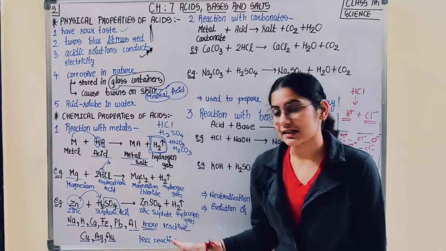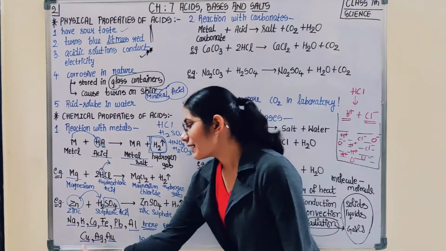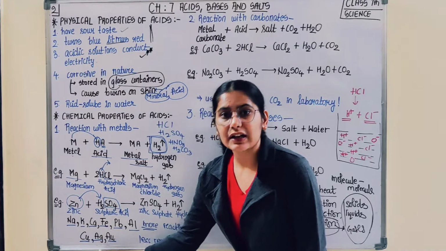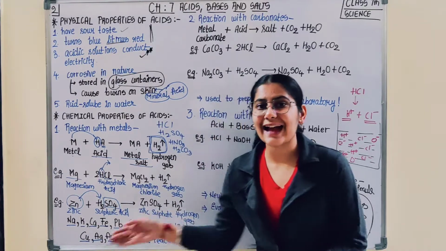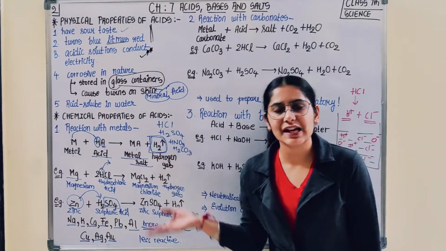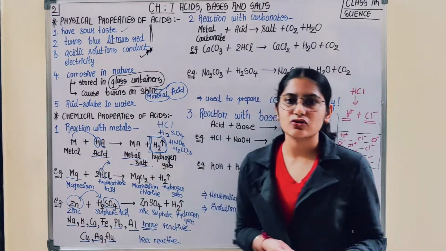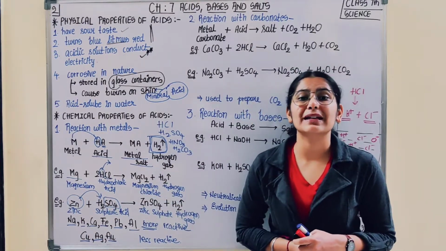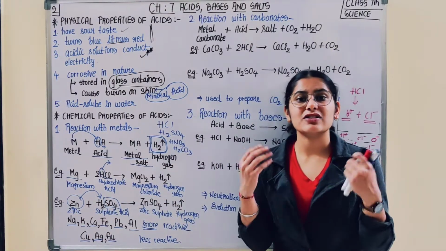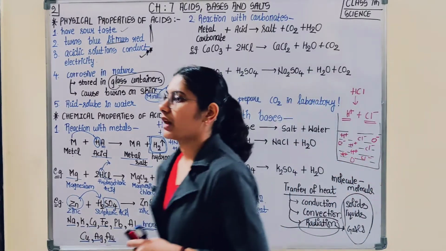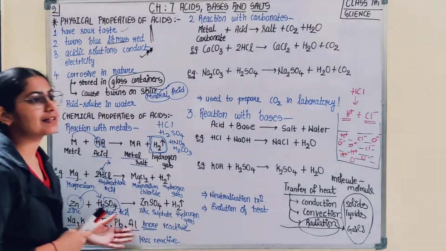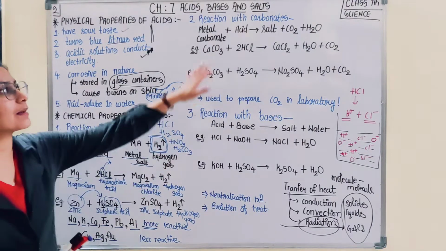But in case I try to make copper, silver, or gold react with any acid, either HCl or H2SO4, it won't be reacting. The reaction won't take place. So this was one of the chemical properties of acid. What is another chemical property?